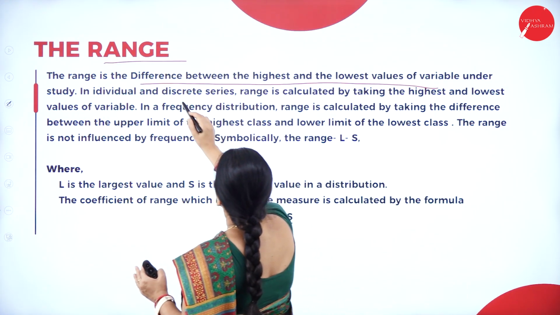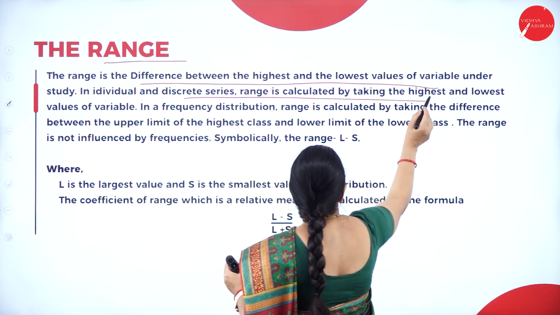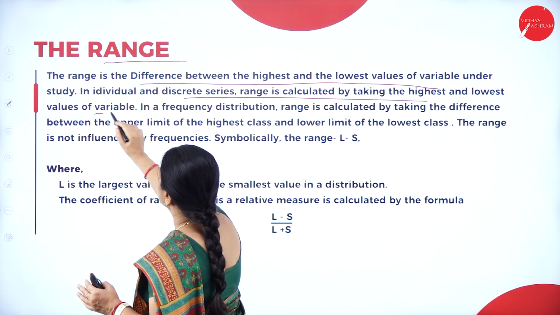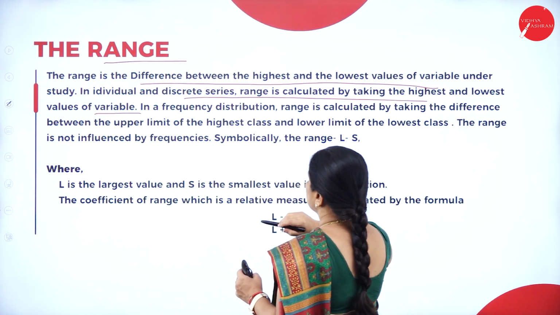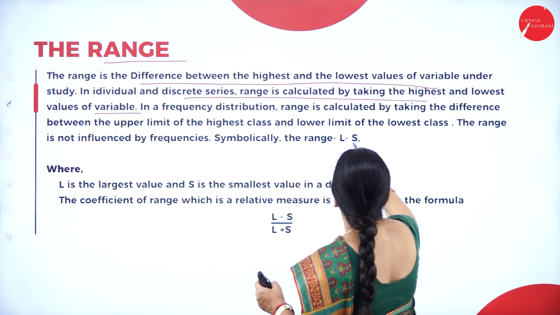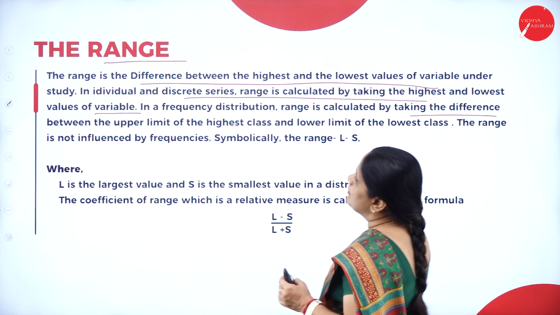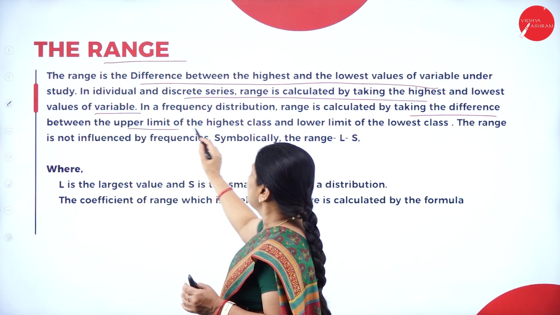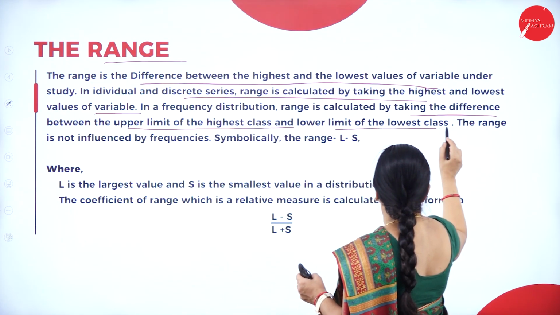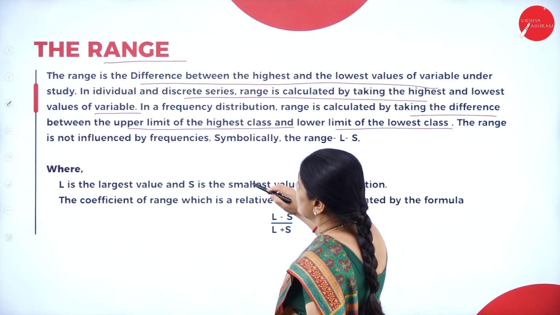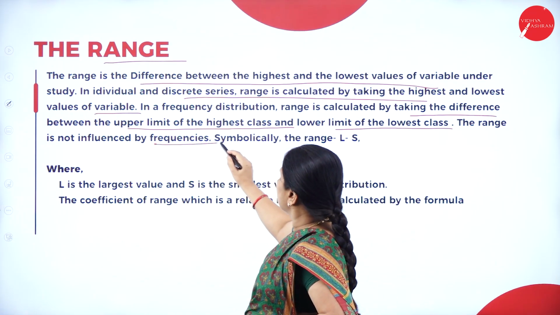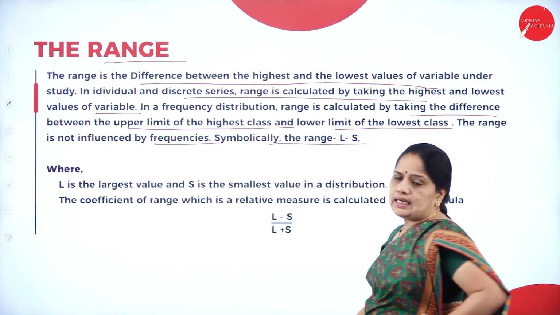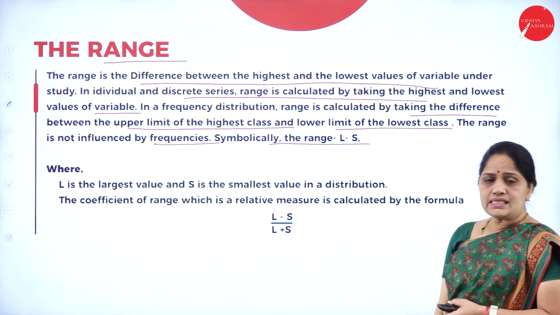In individual and discrete series, the range is calculated by taking the highest and the lowest value of the variables. In frequency distribution, the range is calculated by the difference between the upper limit of the highest class and the lower limit of the lowest class. The range is not influenced by frequencies. Symbolically, the range is L minus S.